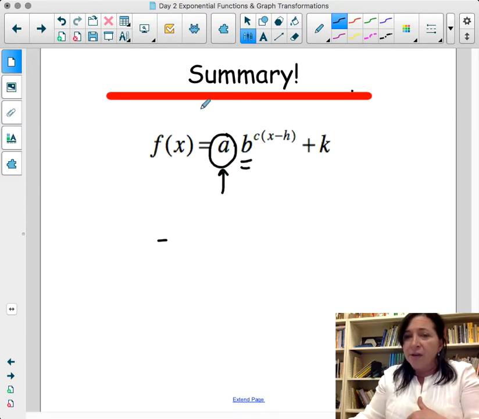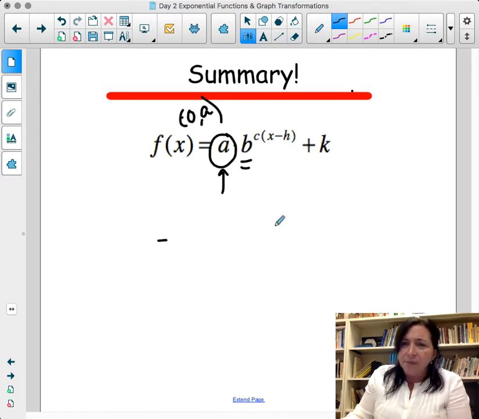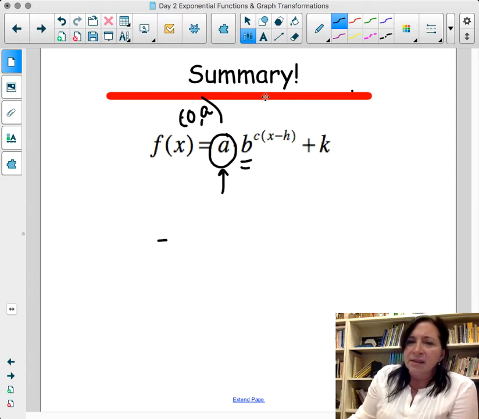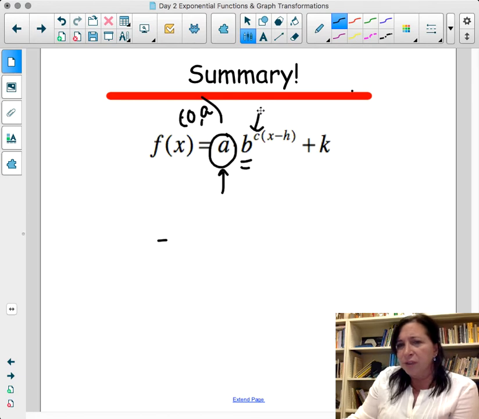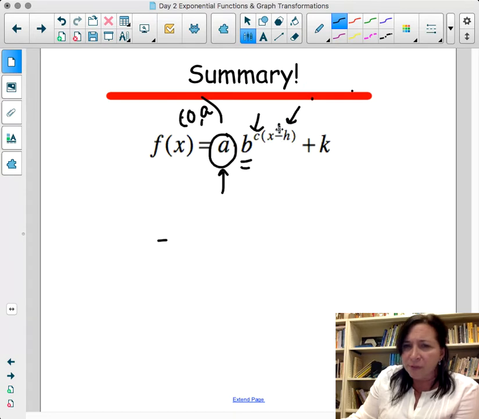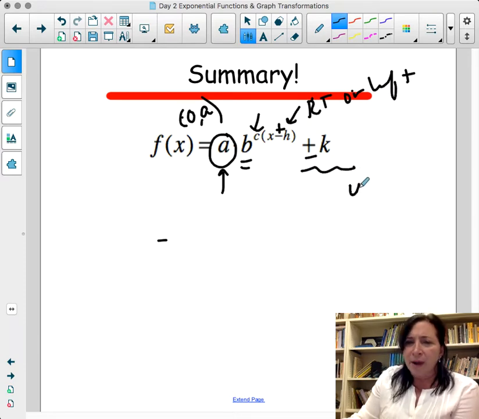Also the a value, by the way, remember, that's my y-intercept. This c value right here is a horizontal stretch or shrink. This value will move my graph to the right or to the left. If it's plus or minus, it'll move my graph right or left. This value here, if it's plus or minus, will move my graph up or down.